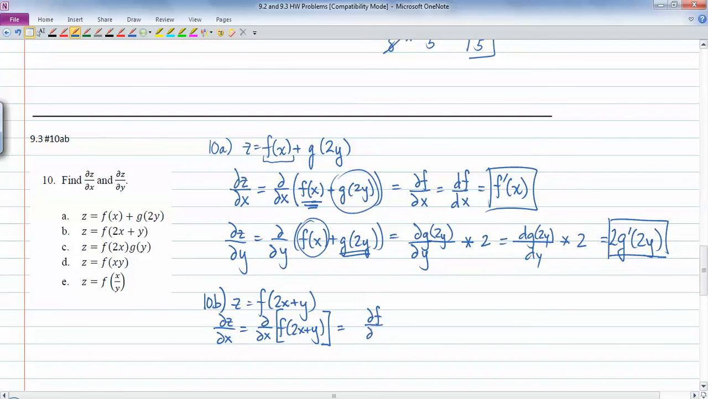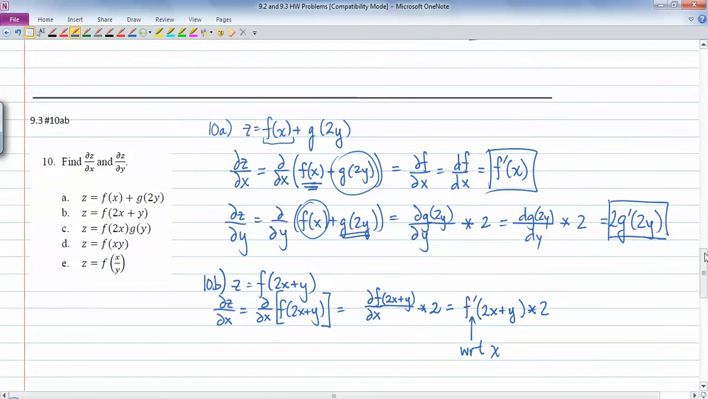Well, that's going to be df dx, df of 2x plus y, times the derivative of 2x plus y with respect to x, which is 2. The book I took this from, I'm not a huge fan of this notation. I wrote it like this, and then they noted that this was with respect to x, which I'm not a big fan of. I don't even know if that's appropriate, to be honest.